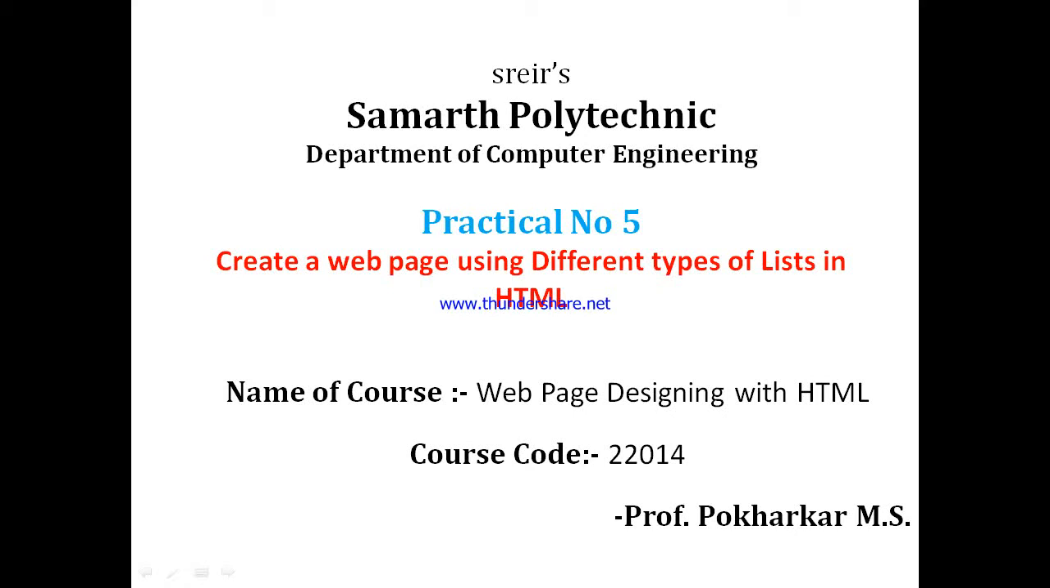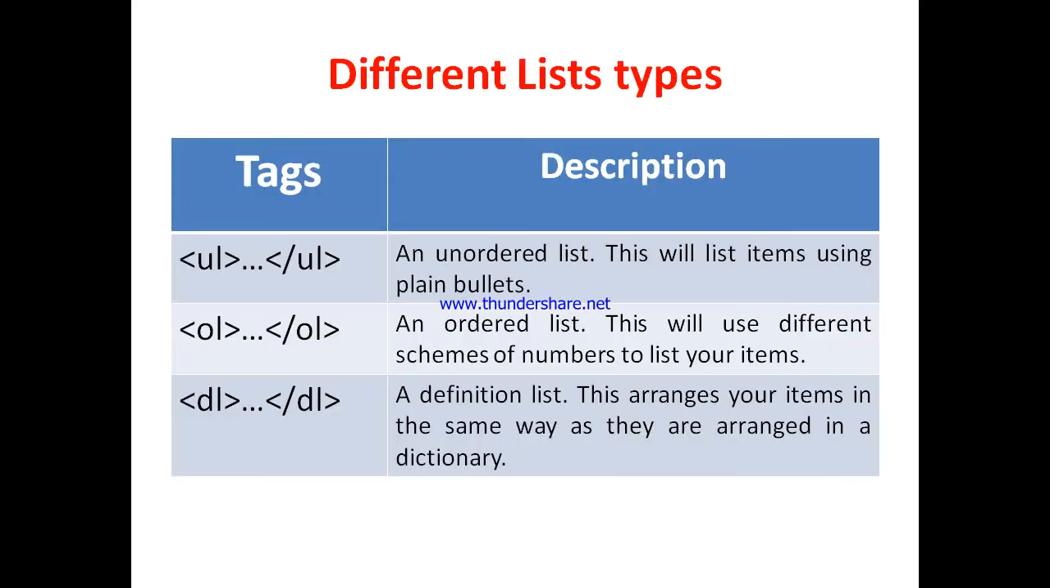Practical number 5 is to create a web page using different types of list in HTML. Now let us see the different list types. The first type is the unordered list, defined using the UL tag. The second type is the ordered list, defined using the OL tag, and the third type is the DL tag, that is the definition list.